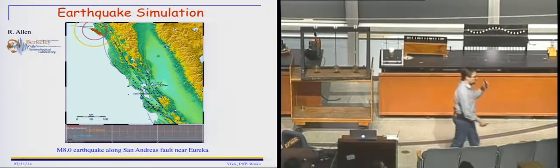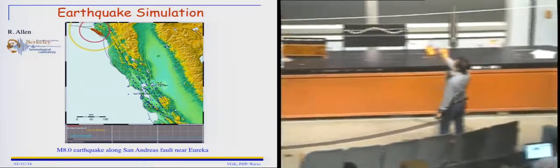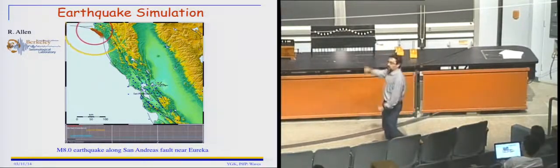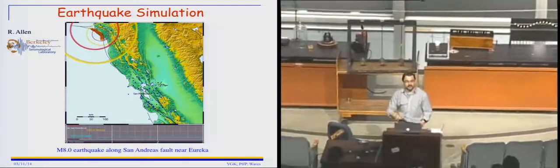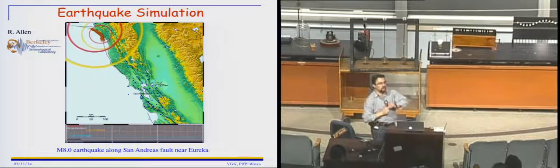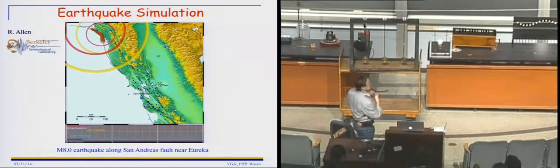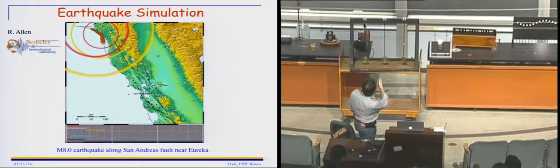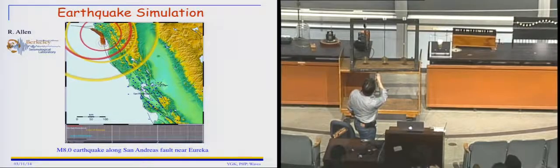This is how the simulation works. Let me see. There we go. So suppose the fault happens. The rupture on the San Andreas Fault happens near Eureka, and you see waves radiating outwards from the epicenter. This is the simulated magnitude 8 earthquake, similar to what happened in 1906 here in San Francisco. And what you see is the waves propagating outwards. There are two colors, yellow and red.